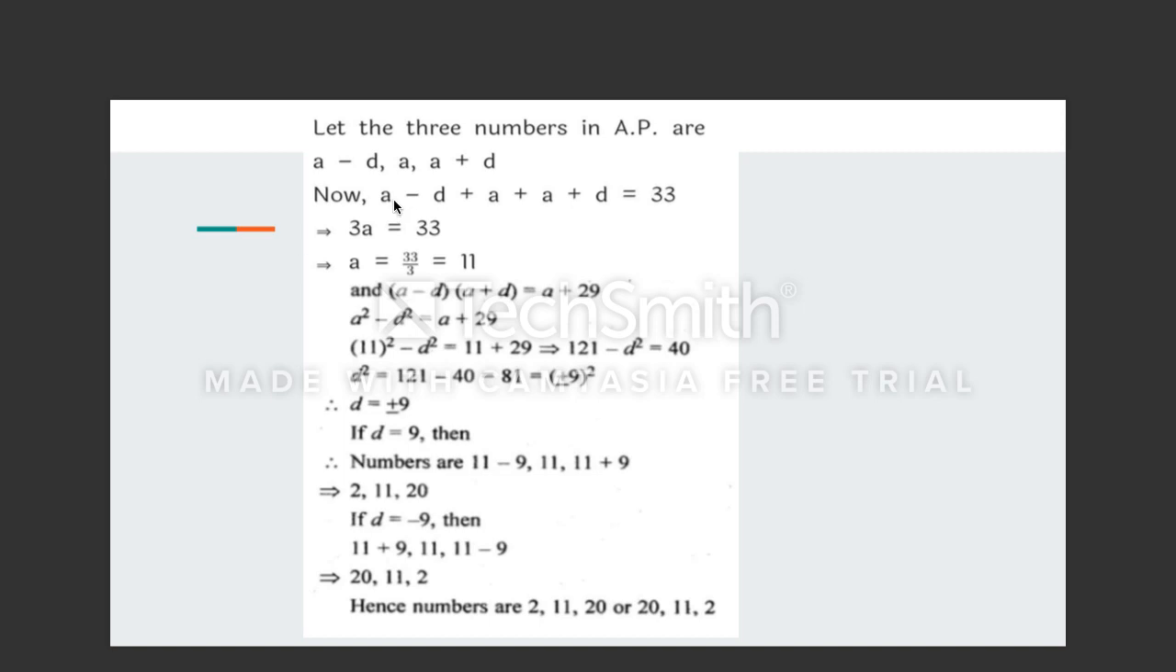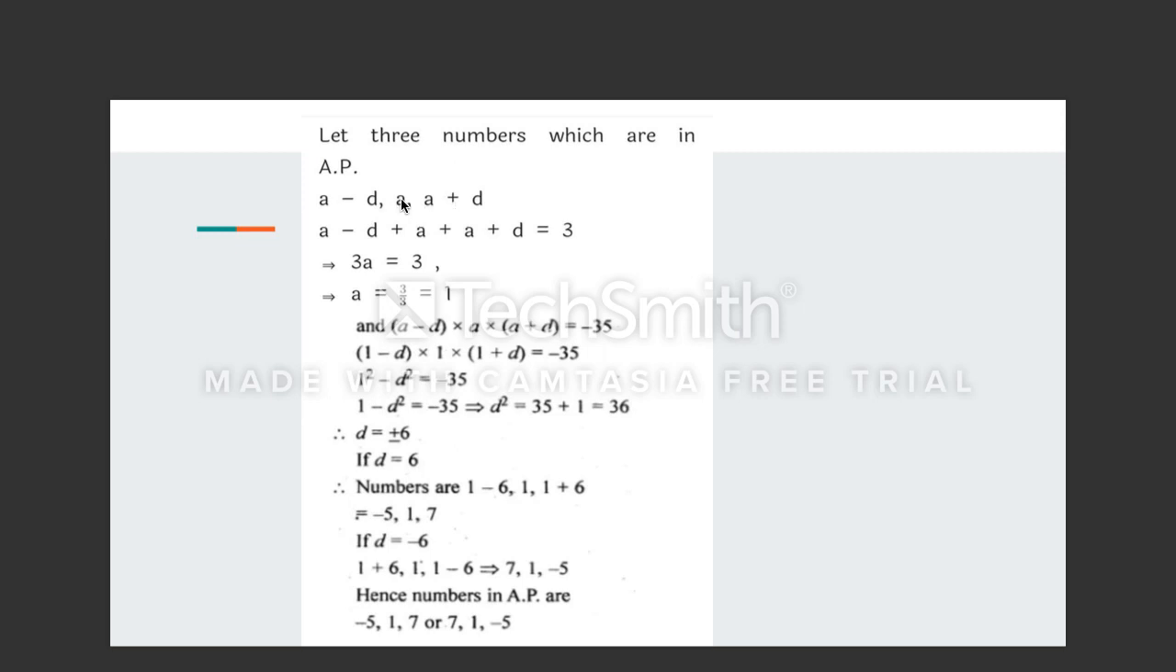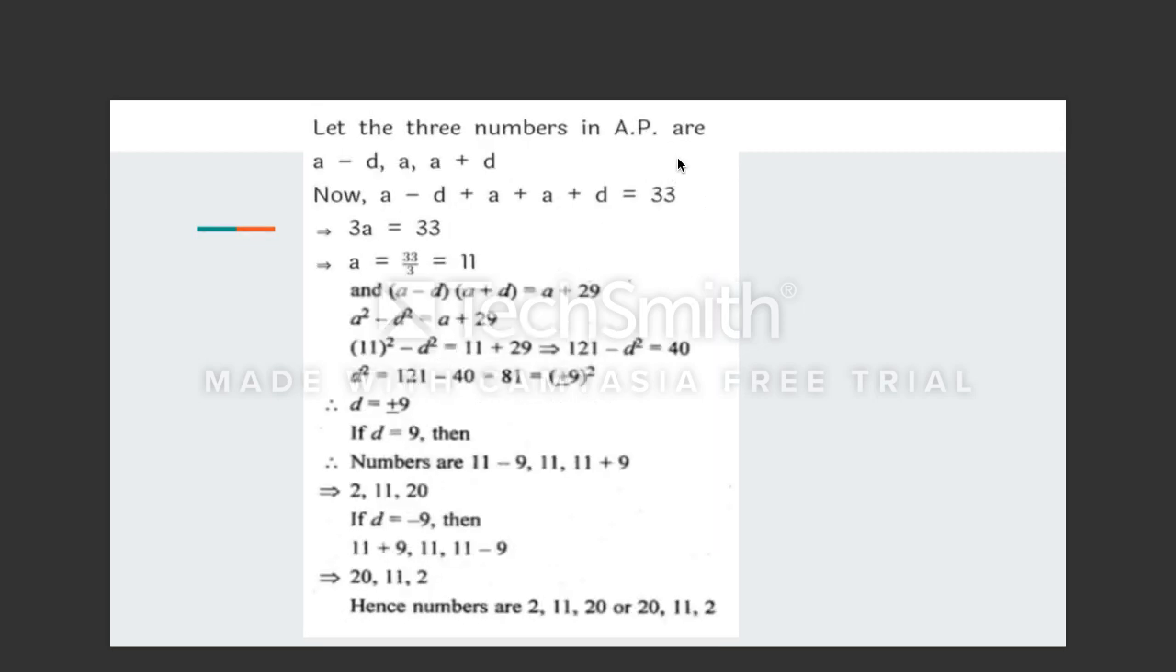Again, assume it the same way. First term, second term and third term. Sum is given. Whenever the sum is given, we assume the three numbers as A minus D, A, A plus D. Same as previous. I hope there is no confusion. Sum is given. So this time the sum is 33. What will I get? I'll get the value of A.